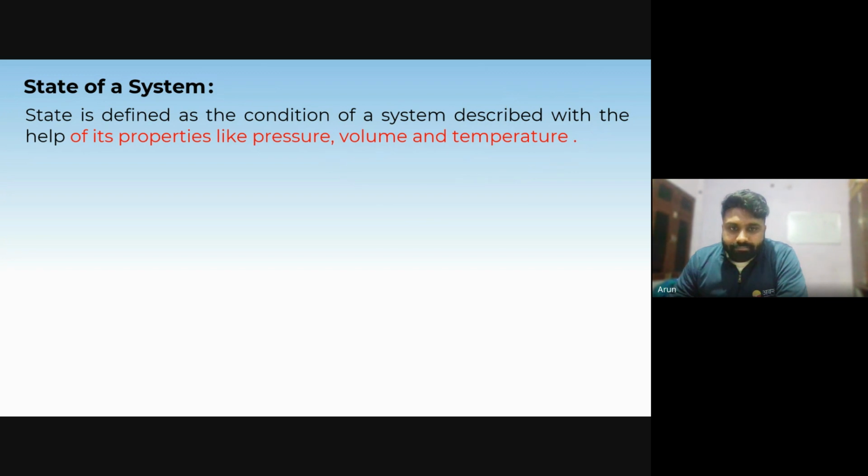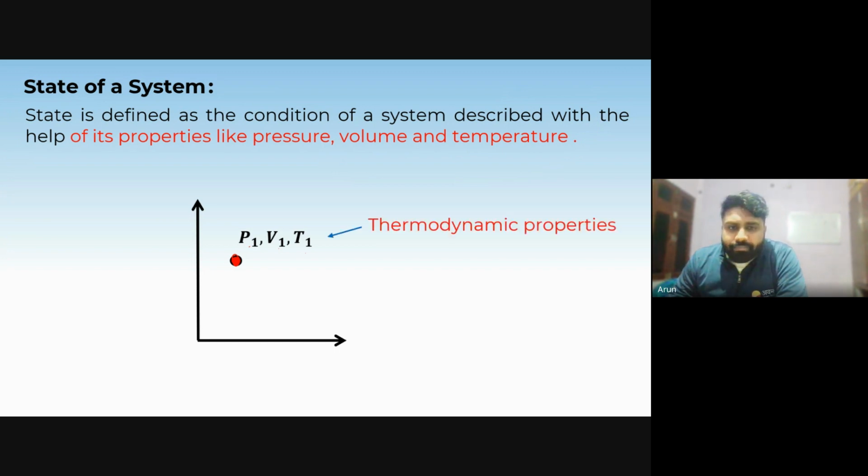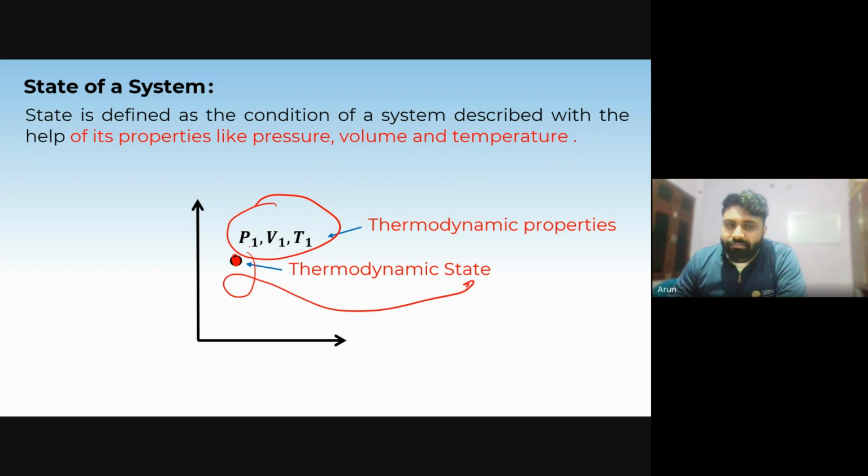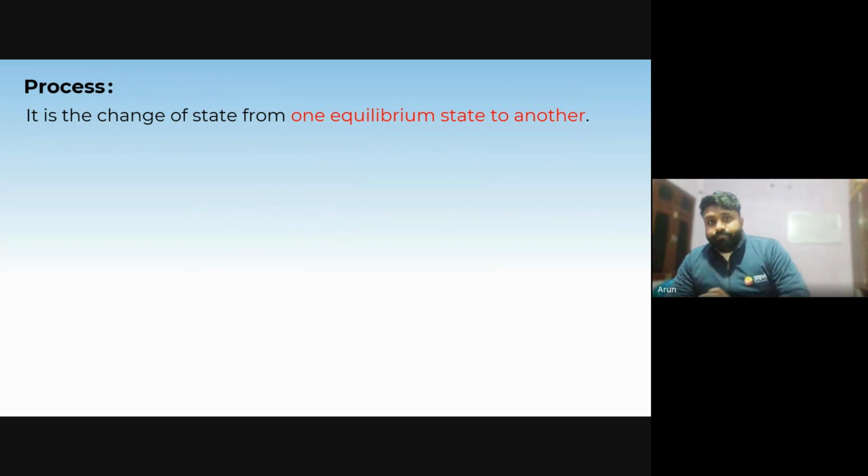Okay. Now, let's say this is the point where this system is at pressure P1, volume V1, temperature T1. These are the thermodynamic properties, and this is called the thermodynamic state. So with these properties, the system is in this state. Okay. Now, what is a process? You can easily guess it now. It is the change of state from one equilibrium state to another. Okay.